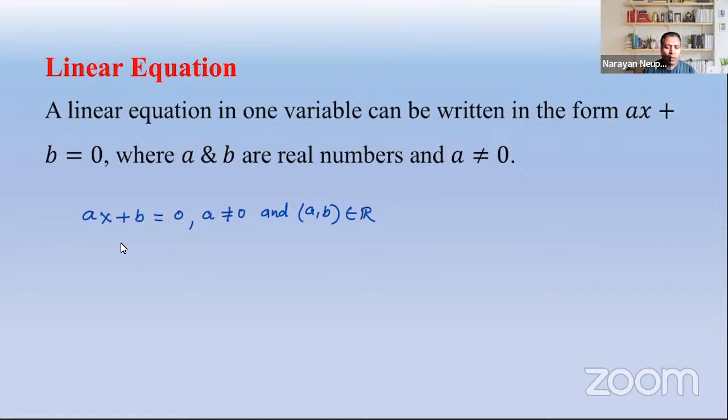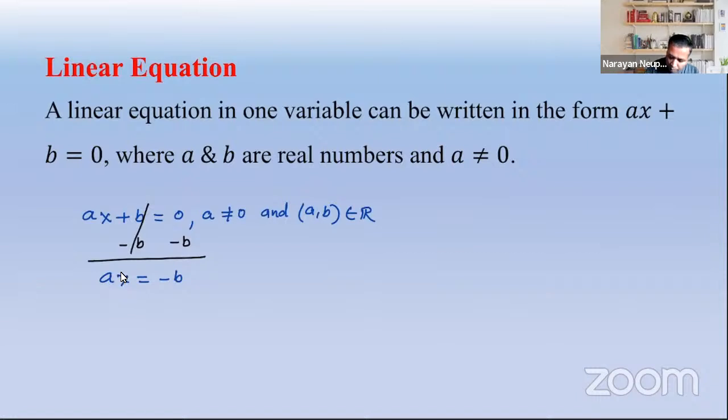Now, in order to solve an equation of this type, solving the equation means finding the value of x. What we do is we try to find x by itself. So the first step would be subtracting b on both sides. If I subtract b on both sides, on the left, b will get cancelled. So we have a times x on the left-hand side equal to 0 minus b, which is negative b. Now, to find x by itself, we can divide on both sides by a.